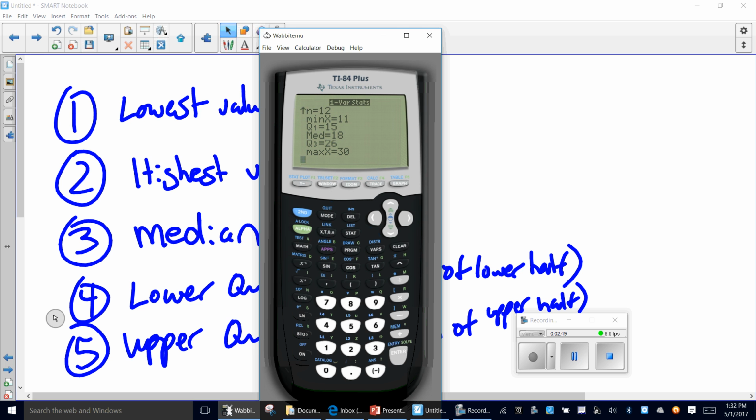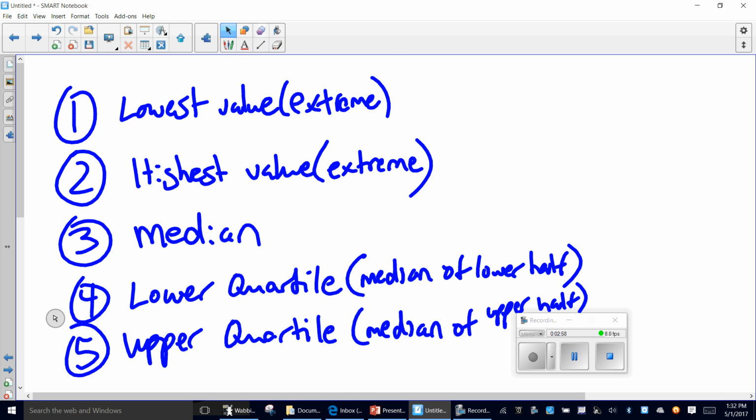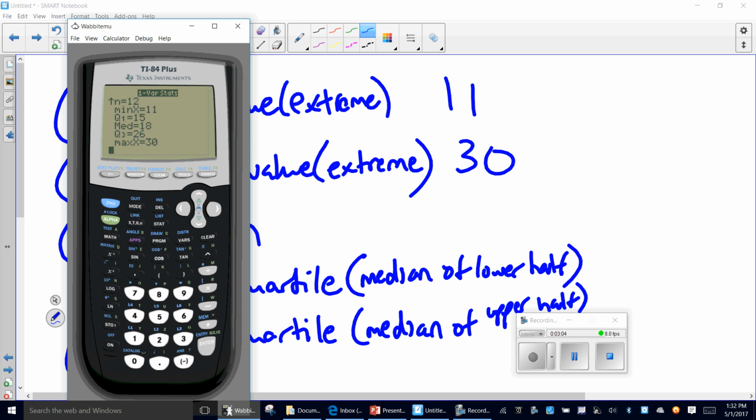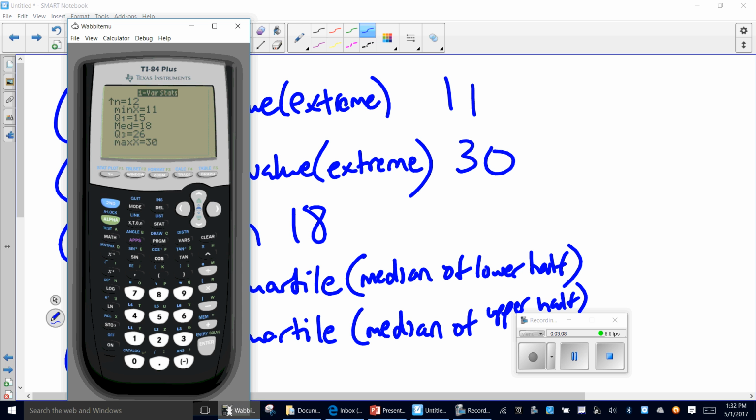So you can see here that it gives you your minimum. Your smallest is 11. Your highest is 30. So our smallest number is 11. Our highest is 30. What's the median? The median is 18. What's my lower quartile? And this says Q1 because we talked about it the other day. Quartiles, think 4 quarters makes a whole.